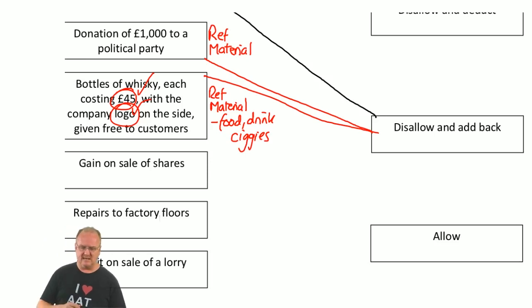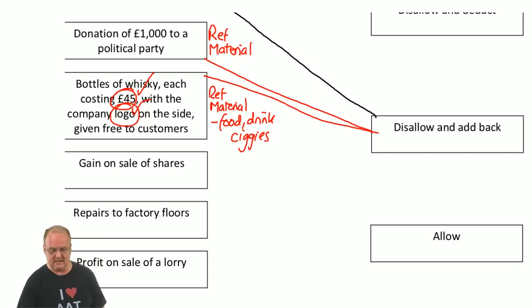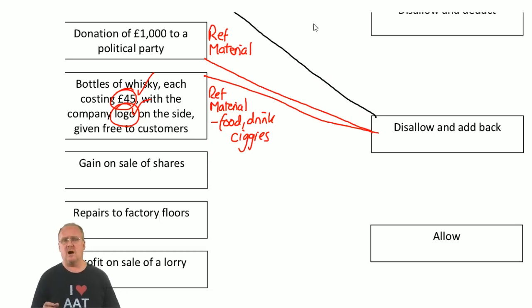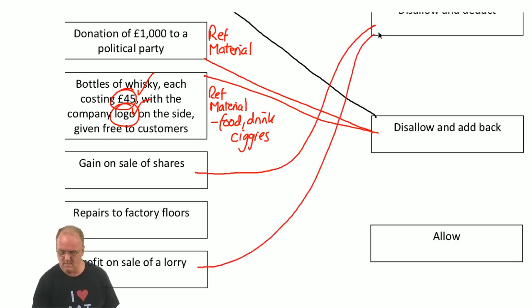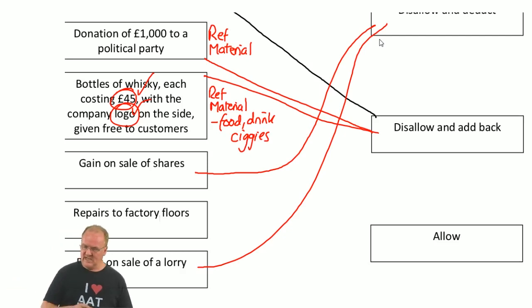Fourth one, gain on sale of shares. And the sixth one, the profit on sale of lorry. Well, both of those are income that will be taxed, but not through this system. So these two will both have to be deducted from profit. They'll be taxed elsewhere. Which leaves us with number 5.